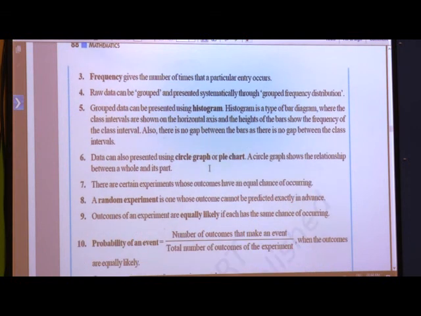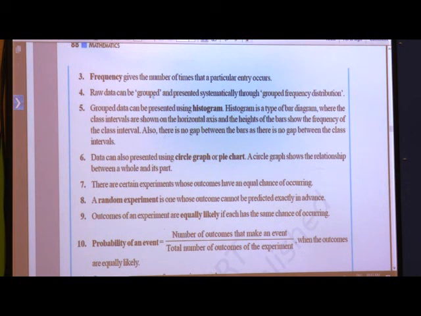Next, frequency gives the number of times that a particular entry occurs. The observations that we are counting is nothing but frequency. When a particular entry of an observation occurs, it is known as frequency. If it is repeated, we are counting the frequency of that particular event, or that particular data, or that particular class interval. In this chapter, you have studied different things under frequency.